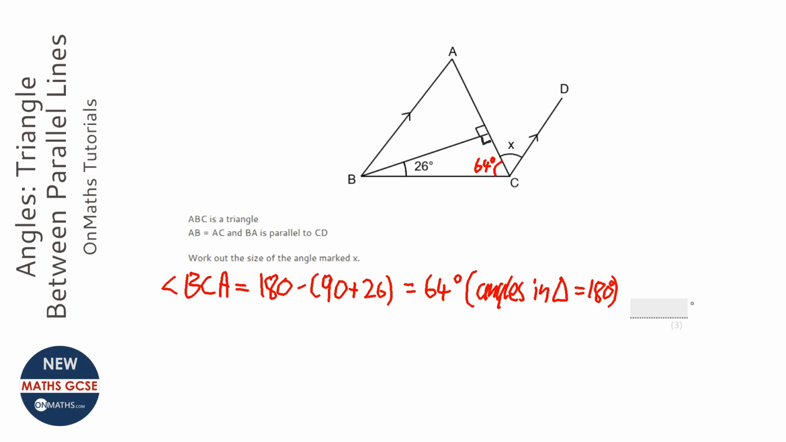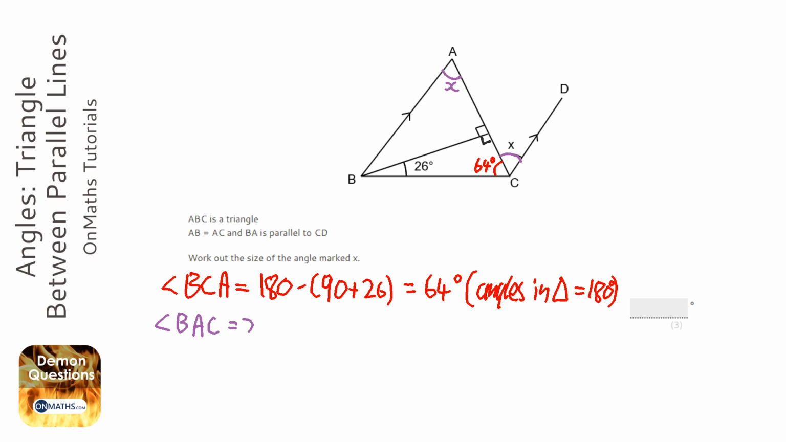Okay, next thing I realise is that the x here is equal to the angle here, so this is also x. So angle BAC equals x, and the reason for that is Z angles, although you have to use the right word, just alternate angles.